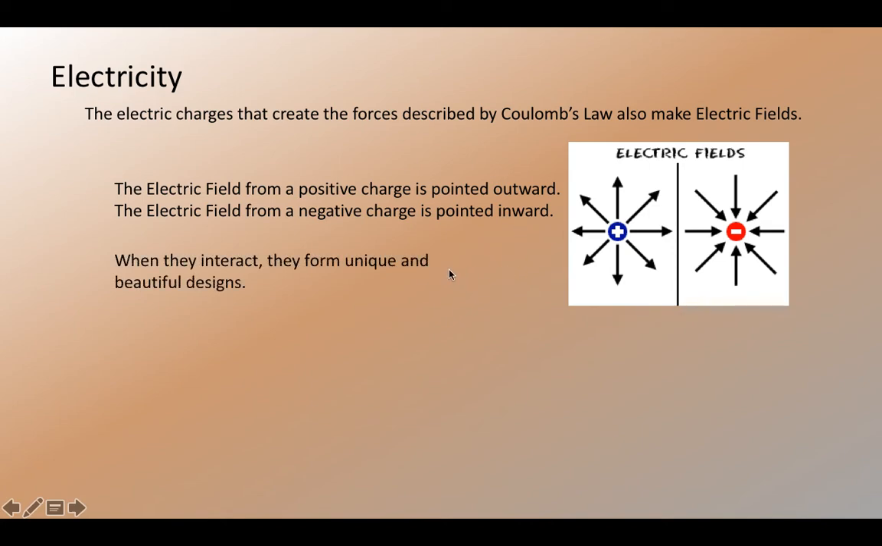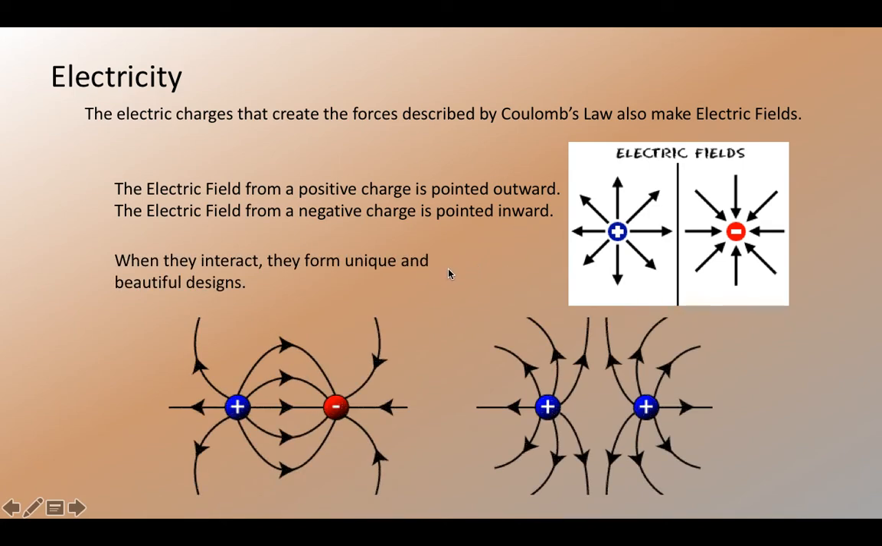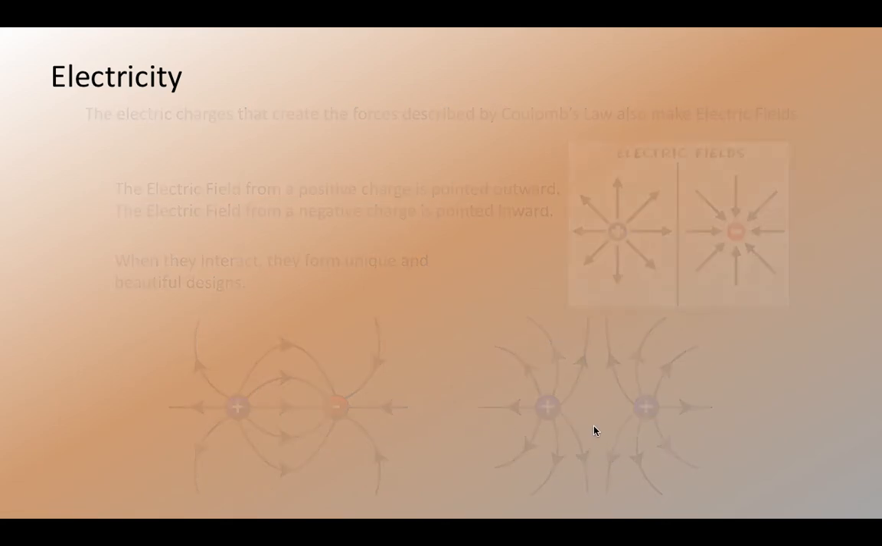And when they interact, they form unique and beautiful designs. Now, you notice positive to negative, we have this line. It has these arrows. It goes like this. And it makes this real pretty design. But if I take two positives, they go out and they repel each other and they never meet. These lines never form this connection when you have this type of arrangement.